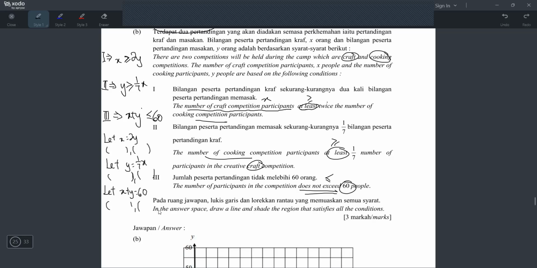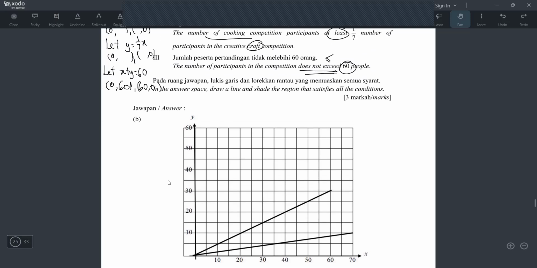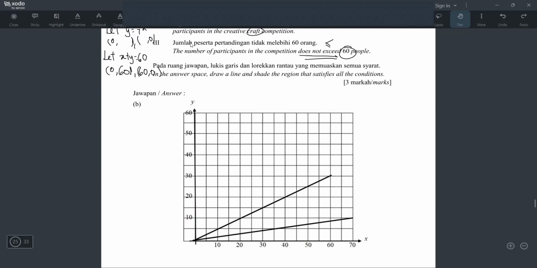Usually when I teach in class, which coordinate do I like to use most? I always put X equals 0, Y equals 0. Okay, let's go. X equals 0. What is Y here? Y would be 60. What if I substitute Y as 0? If I cover the Y, X will be 60. Let's go to the diagram and see whether the line 0, 60 and 60, 0 is drawn. Oh, it's not there. So apparently the two lines already drawn are X equals 2Y and Y equals 1/7 X. So the missing line that I must draw myself is X plus Y equals 60.